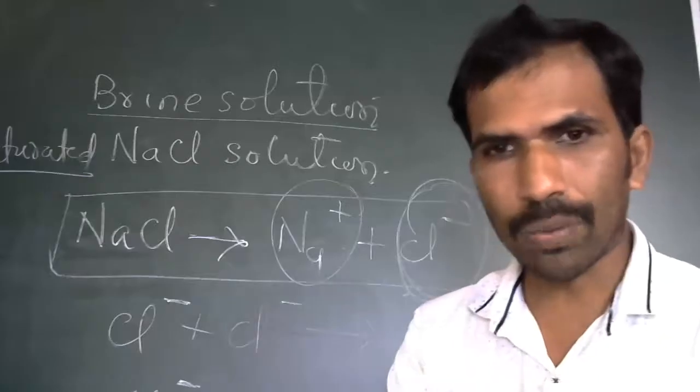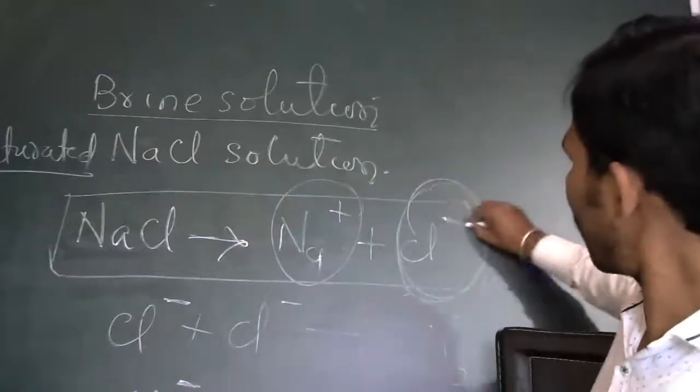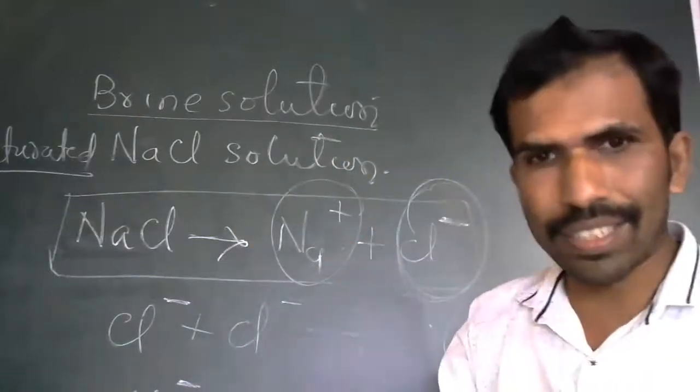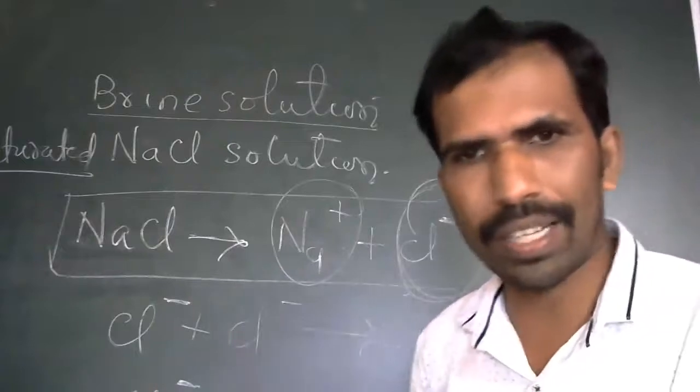So it needs 1 electron. That's why chlorine here is minus. It needs 1 electron. It gets this electron from another chlorine atom.